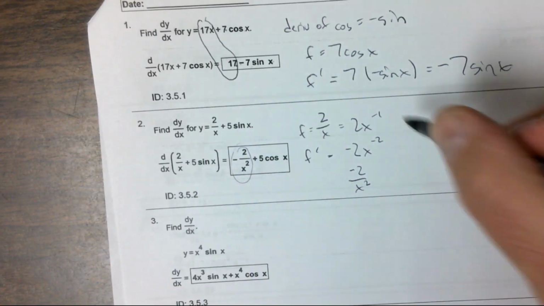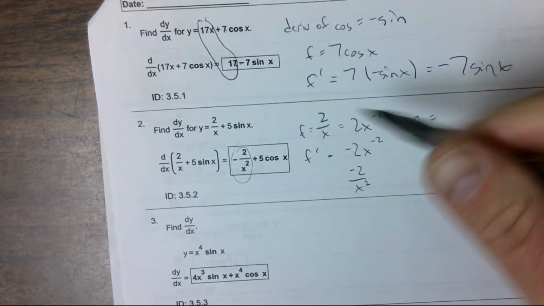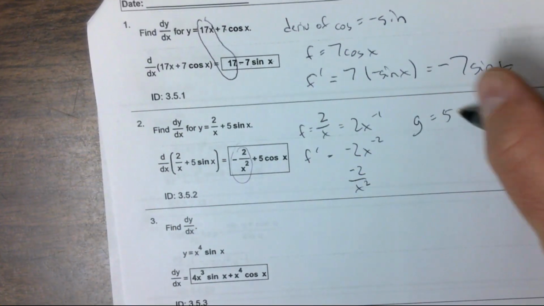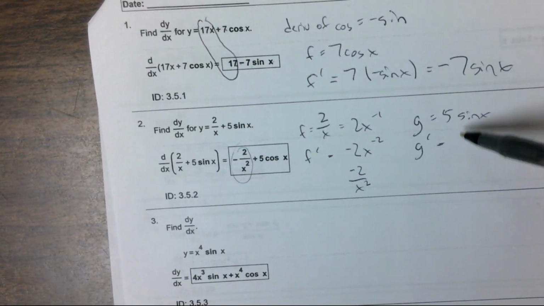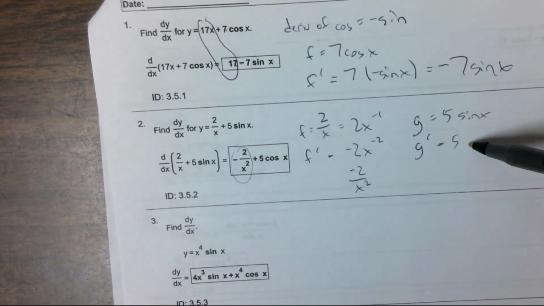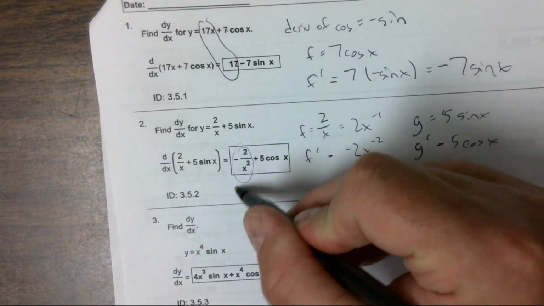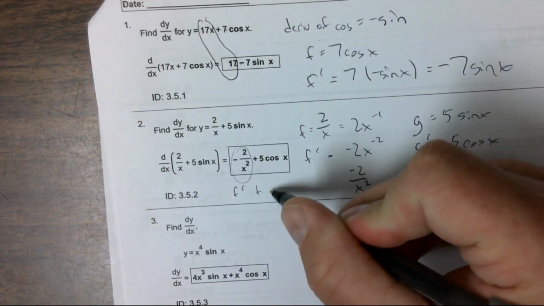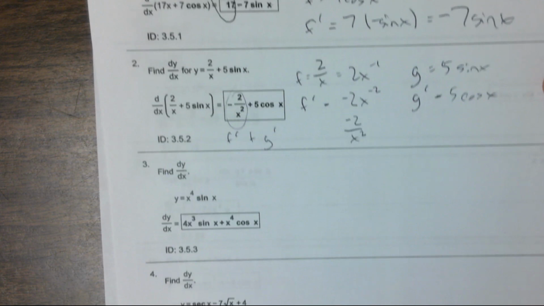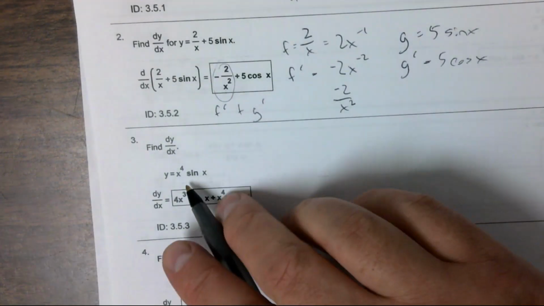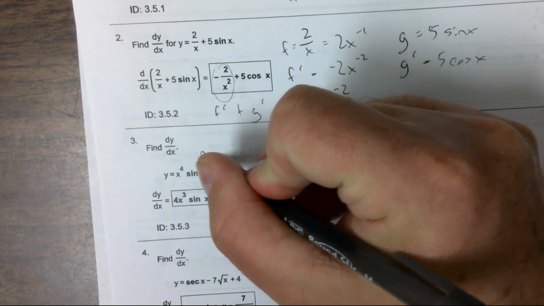Now for the back, I'm going to call it g. G equals 5 sine x. And so the derivative of g would be 5 times the derivative of sine, which is positive cosine. And then just combine it. This part was the f prime, and this part was the g prime. You don't really have to use f and g if you don't want to. I was just trying to make it easier to understand. Okay, now on this one, you're multiplying, and so you're going to use the product rule.